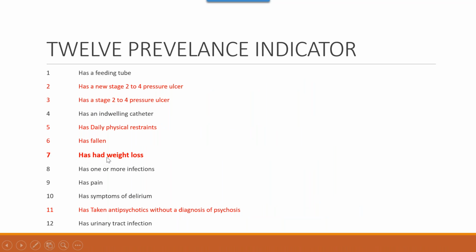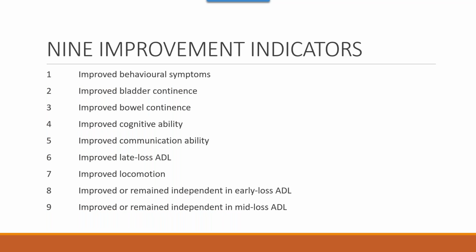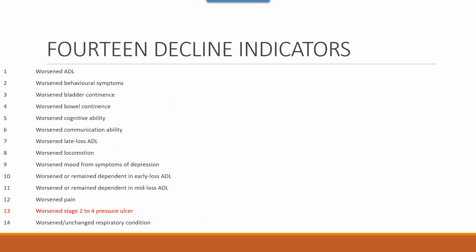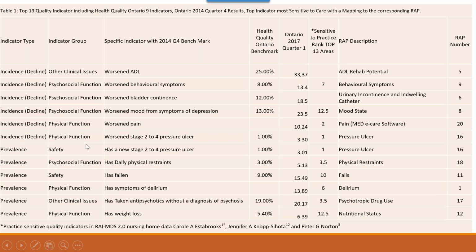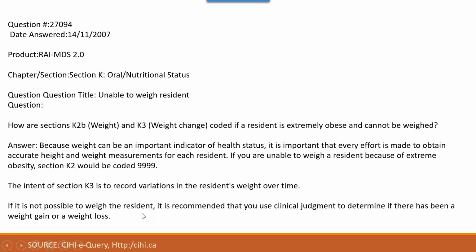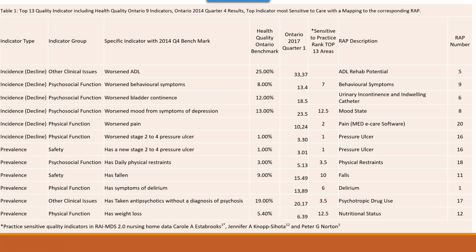And weight loss, again, is a prevalence indicator. And you can see the other indicators that we've already covered to date, all in red here. We have not covered any of the improvement indicators, and we've only covered one of the decline indicators. That's the stage 2 to 4 ulcers. Once again, when we look at weight loss, it's in our top 13. So you can see the weight loss is one of the top 13.